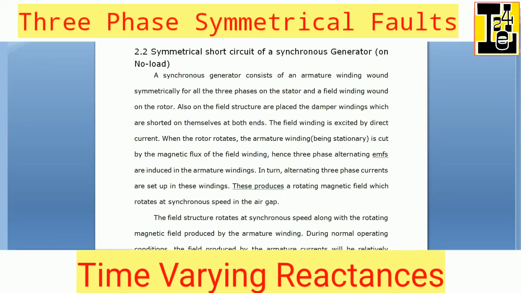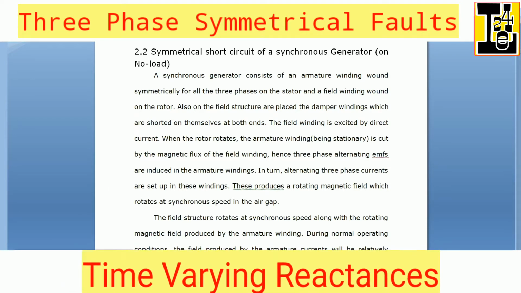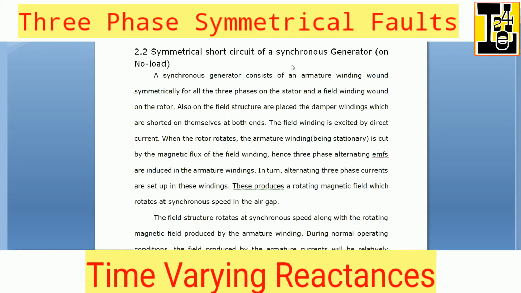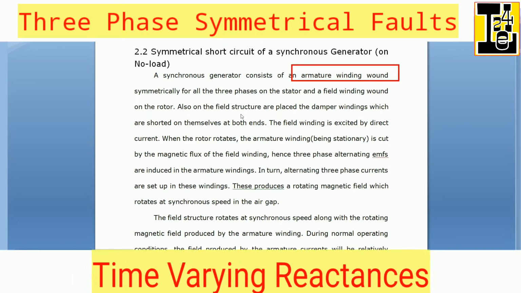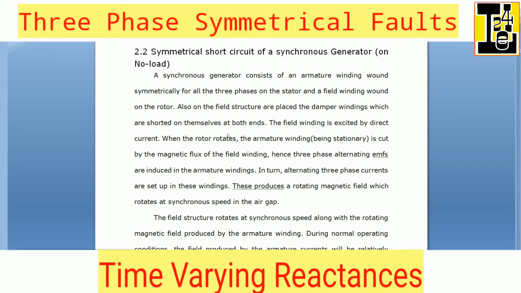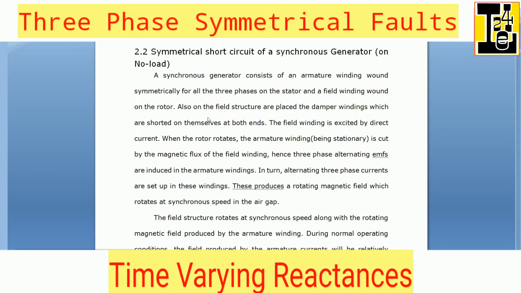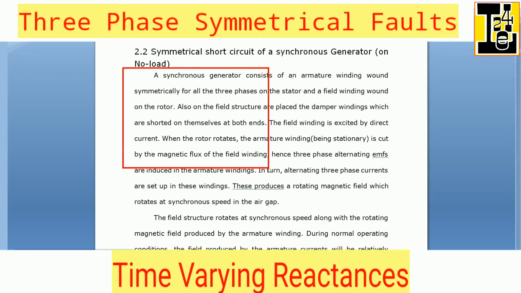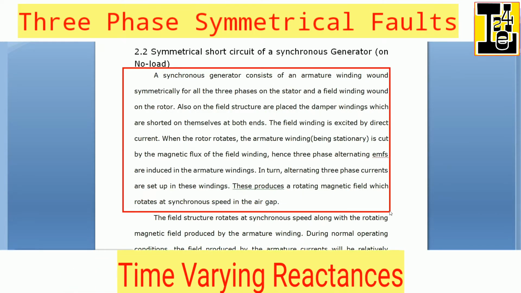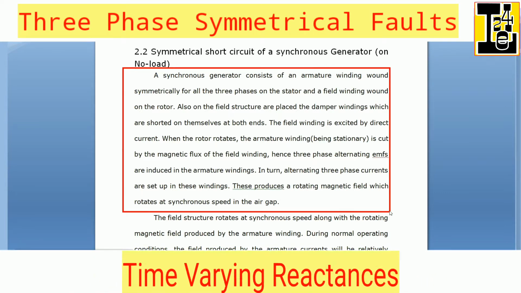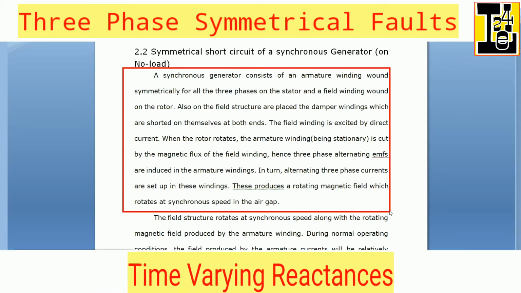A synchronous generator consists of an armature winding wound symmetrically for all the three phases on the stator and a field winding wound on the rotor. Also, on the field structure are placed the damper windings, which are shortened on themselves at both ends. The field winding is excited by direct current.